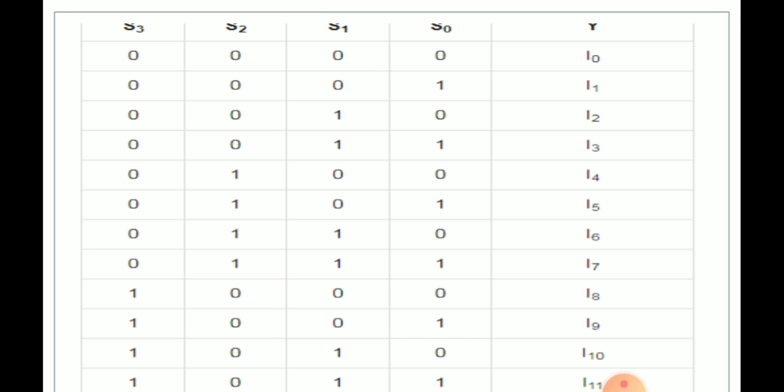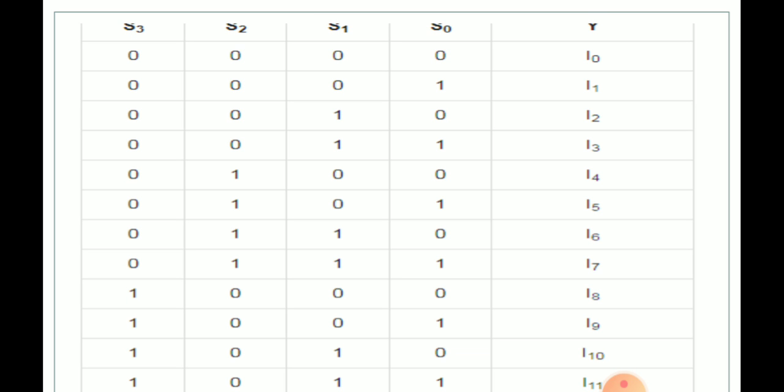And next, S3, S1 and S0 will be 0. Only S2 will be 1. In that case, I4 will be the output. Again, the values S3 and S1 will be 0 and S0 and S2 will be 1. In that case, I5 will be the output. And then S3 and S0 will be 0, and S1 and S2 will be 1. In that case, I6 would be the output.